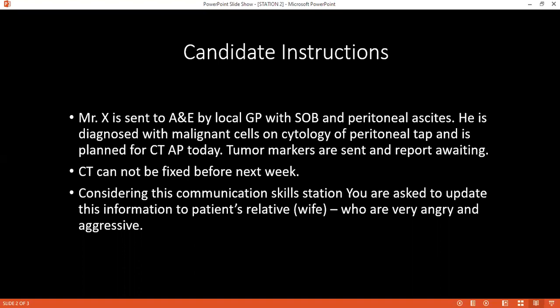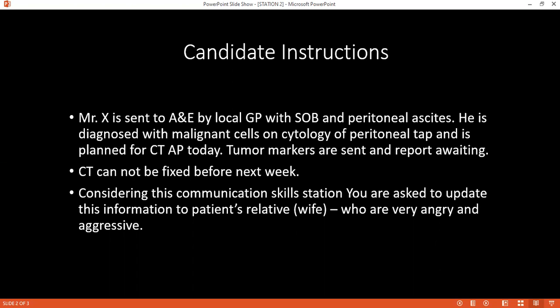CT has been ordered because your husband has abdominal pain and swelling. This swelling is due to fluid accumulation in his stomach. Our first investigation revealed that this fluid contains some cancer cells. In order to know the origin of that cancer and how much it has spread, we need to do this.